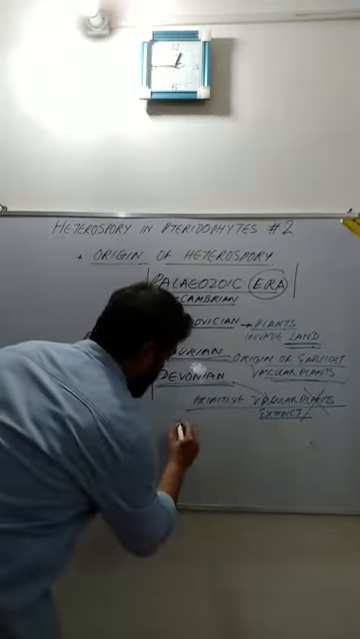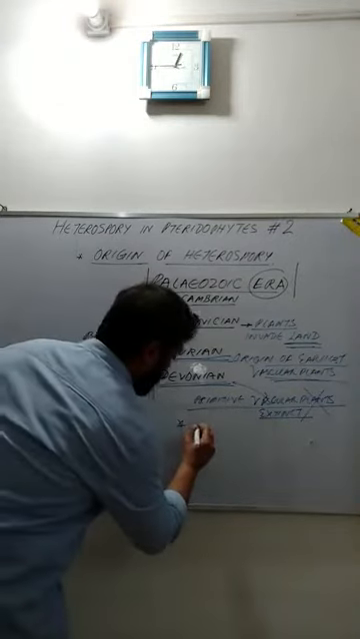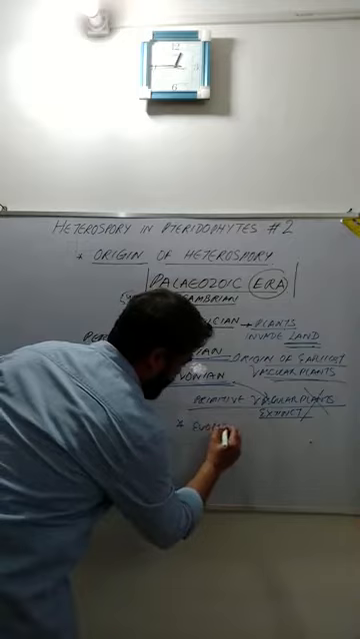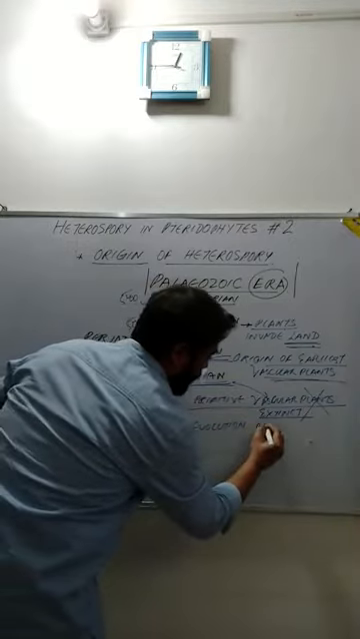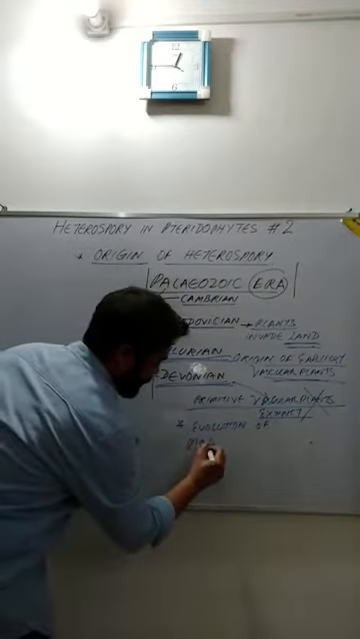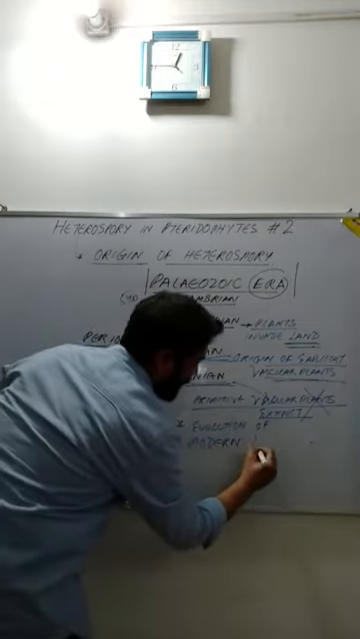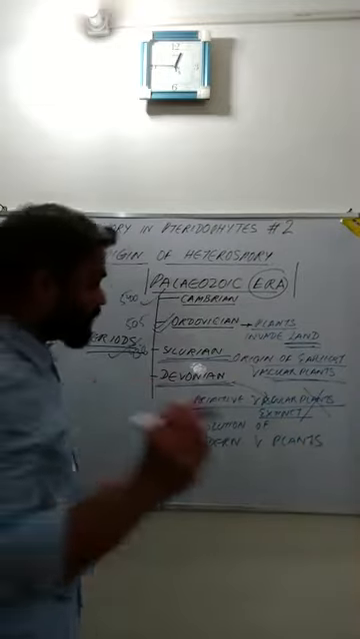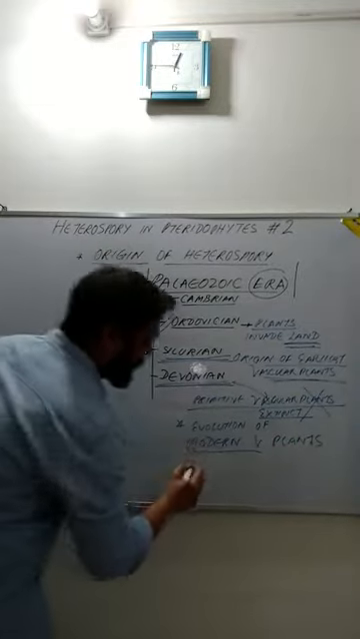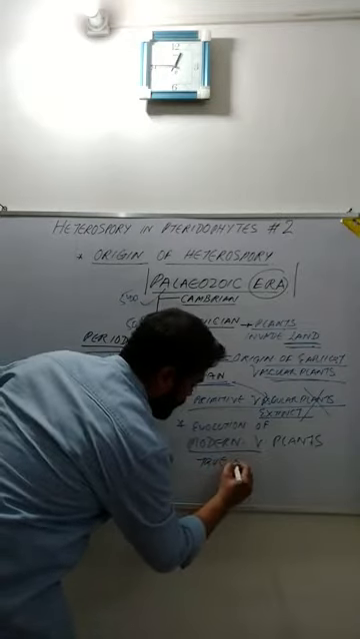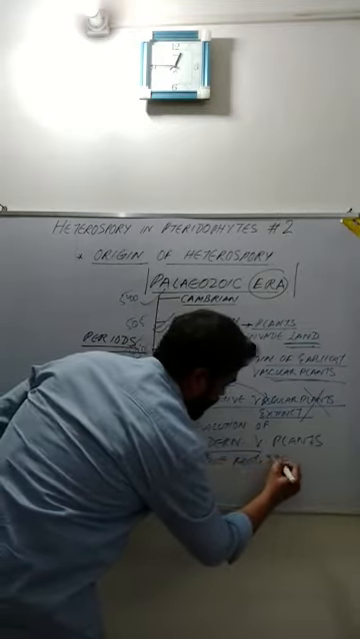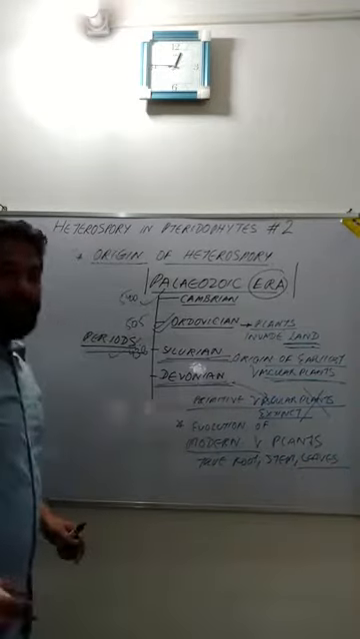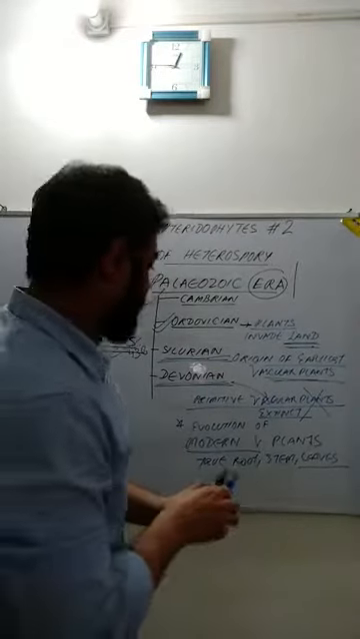What happened now? Evolution of modern vascular plants. Now, why modern vascular plants? Because now they had true root, stem and leaves. That means this happened during which time?